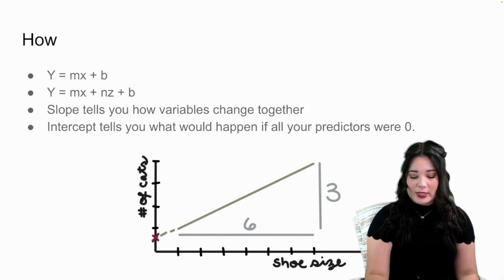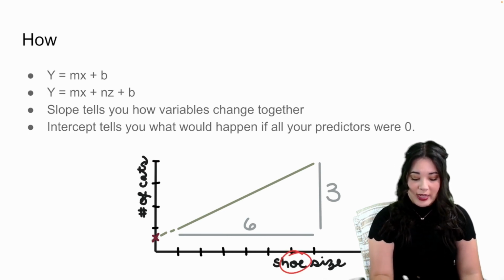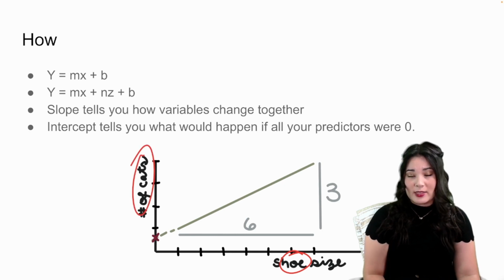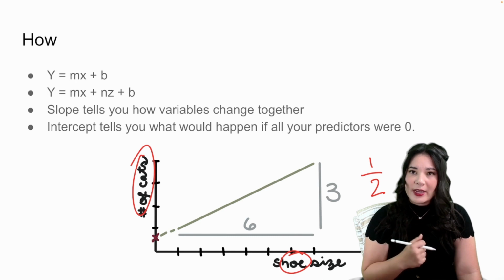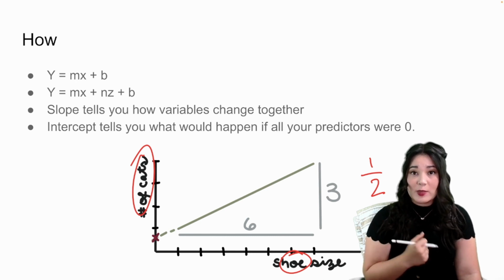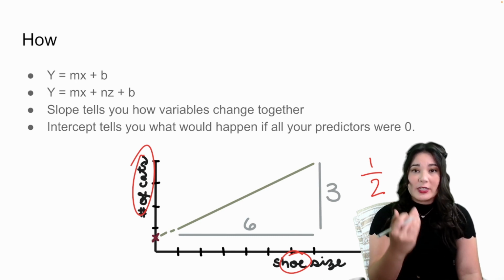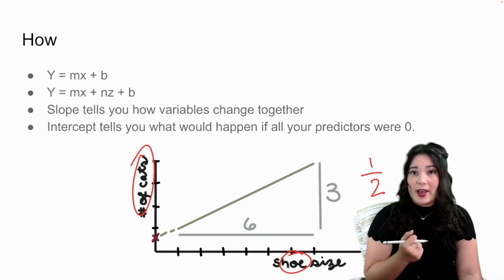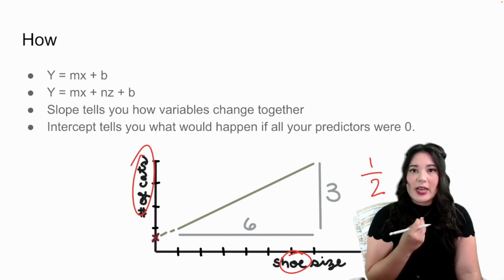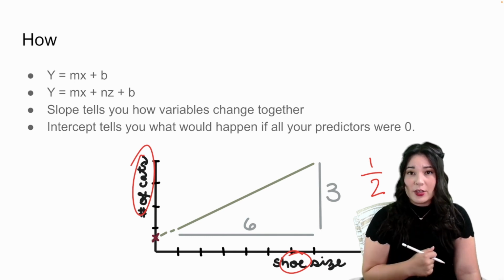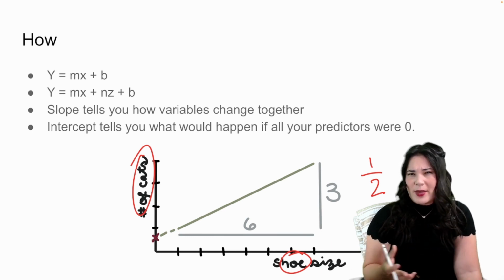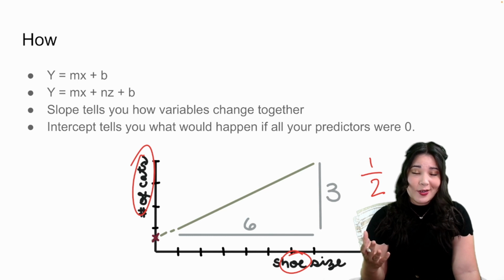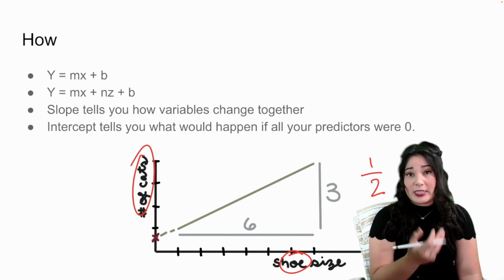For instance, in this really simple example, we're using shoe size to predict the number of cats that someone has. According to our slope, which is 1/2, every time we increase our shoe size by 1, our number of predicted cats goes up by 1/2. The intercept parameter tells you what the expected value is when all of our predictors are 0. So if somehow someone had a shoe size of 0, the intercept would tell us the predicted number of cats.